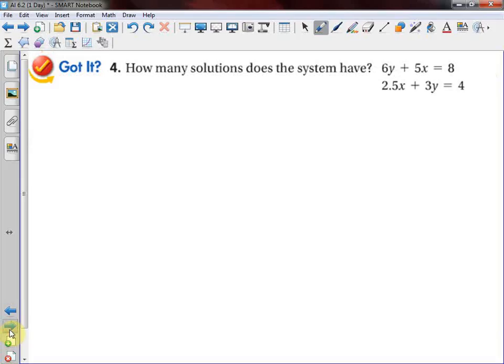Here's one more for you guys to try. This just says how many solutions does the system have, so it's either going to be 0 or infinite.